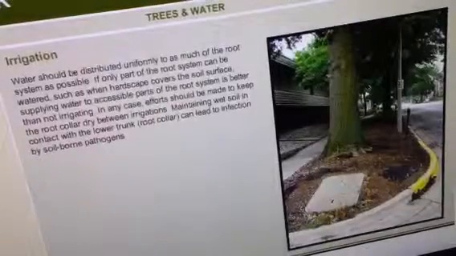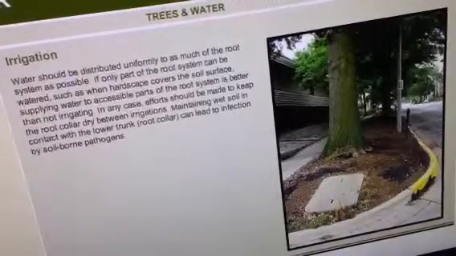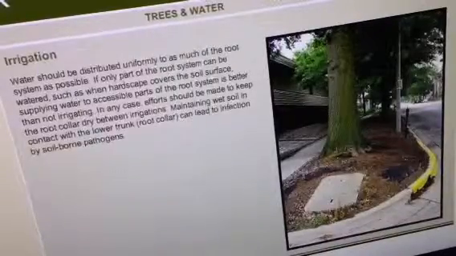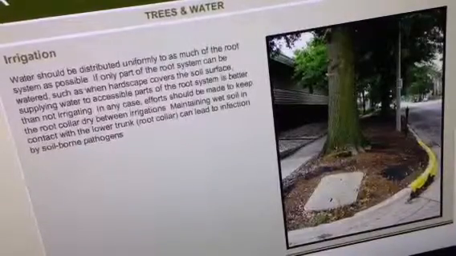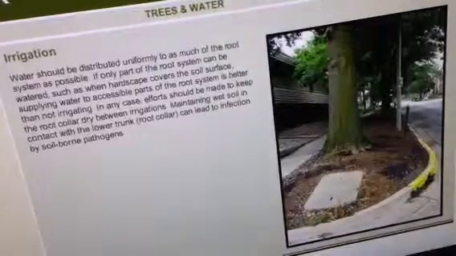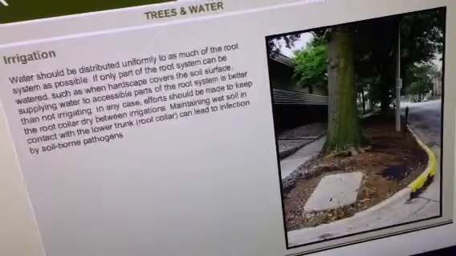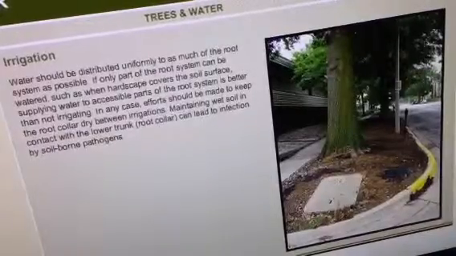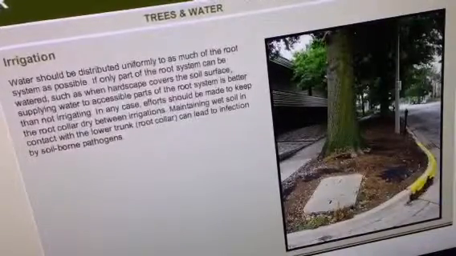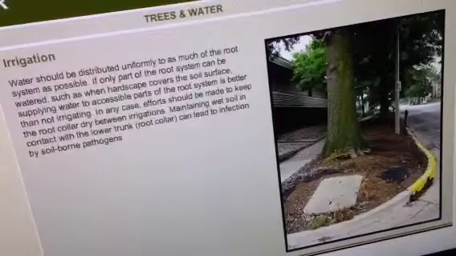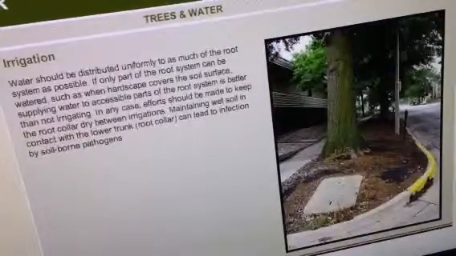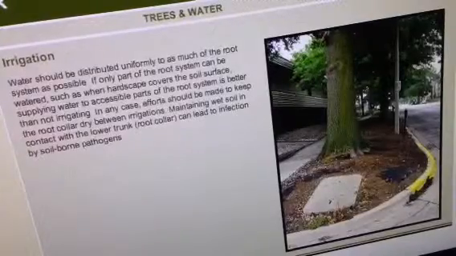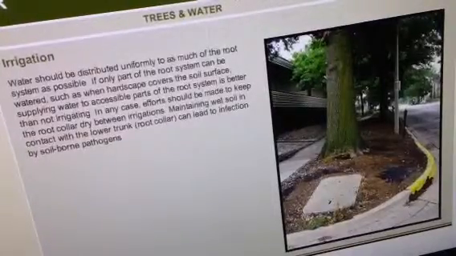Water should be distributed uniformly to as much of the root system as possible. If only part of the root system can be watered, such as when hardscape covers the soil surface, supplying water to accessible parts of the root system is better than not irrigating. In any case, efforts should be made to keep the root collar dry between irrigations. Maintaining wet soil in contact with the lower trunk, root collar, can lead to infection by soil-borne pathogens.